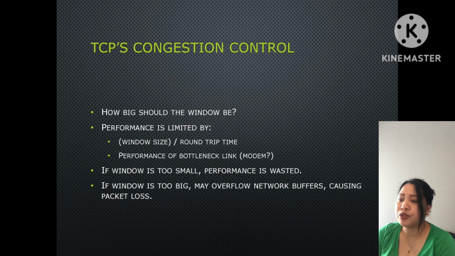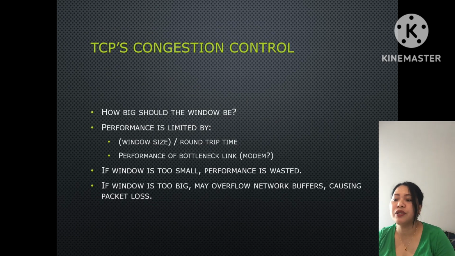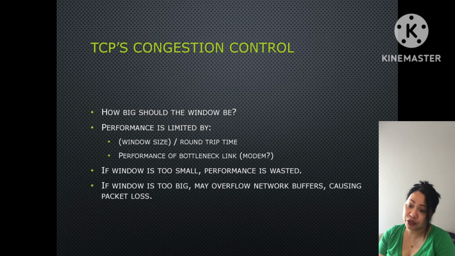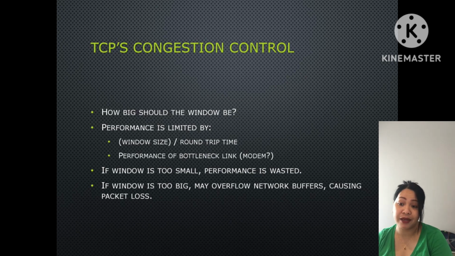TCP congestion control: how big should a window be? Performance is limited by window size, round trip time, and the bottleneck link rate. If the window is too small, performance is wasted. If the window is too big, it may overflow network buffering, causing packet loss.